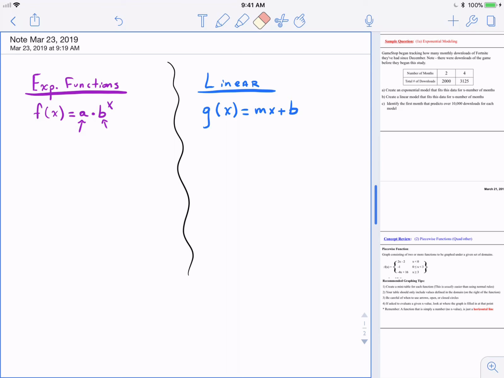Exponential functions we define as a times b to the x power, such that a is some initial value. Graphically, we know this is the y-intercept, or where x equals 0. Times b to the x power, that part we can refer to as a few different things. I usually like to call it the common multiplier. Some other places might use words like ratio. In other words, what are you multiplying by from term to term? As x increases by 1, what's the common ratio that you're multiplying by?